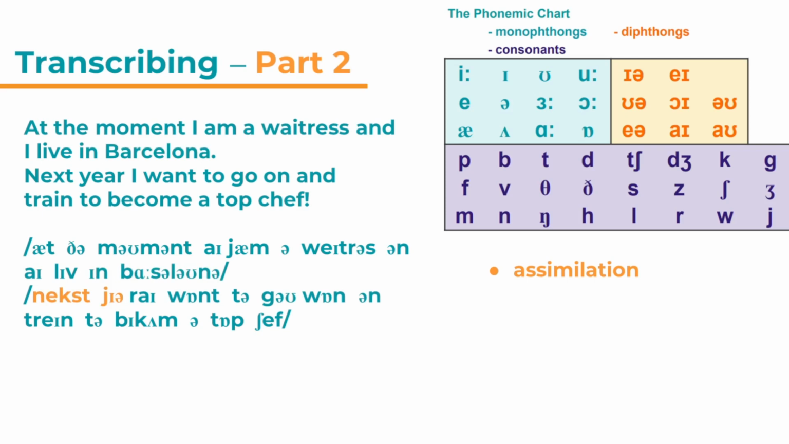Now there is another example of assimilation, and this does not always appear, but it might appear with some speakers. Have a look at the word next and year and listen. Next year, next year. Sometimes people might really say next, and then a sh comes up instead of the s and t. Next year, next year. This is possible. It doesn't always happen.